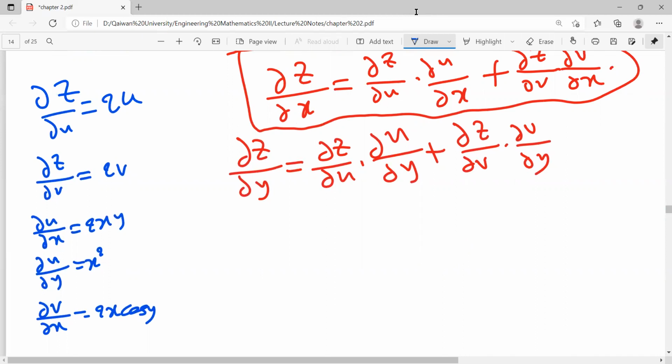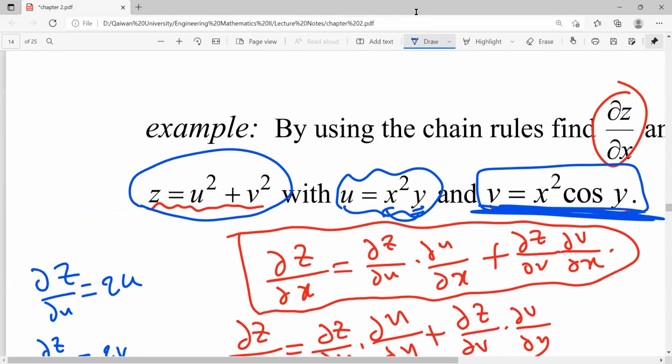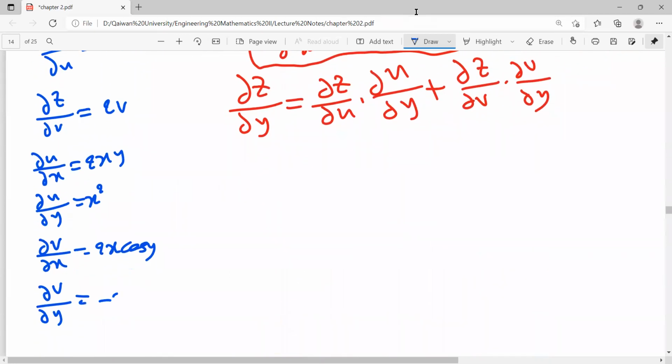It's the same. And then for finding partial v by partial y, it equals to what? And x squared is the coefficient, so just write down the same. Then the derivative of cosine y is minus sine y, and the derivative of the angle is y, it's still 1. So it is minus x squared sine y times 1. This one is the derivative of the angle.